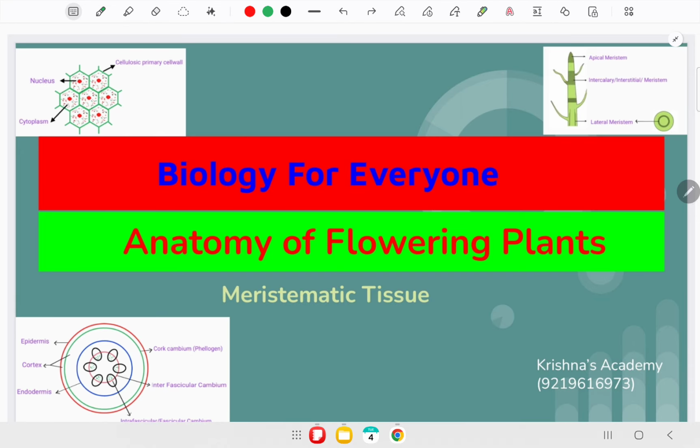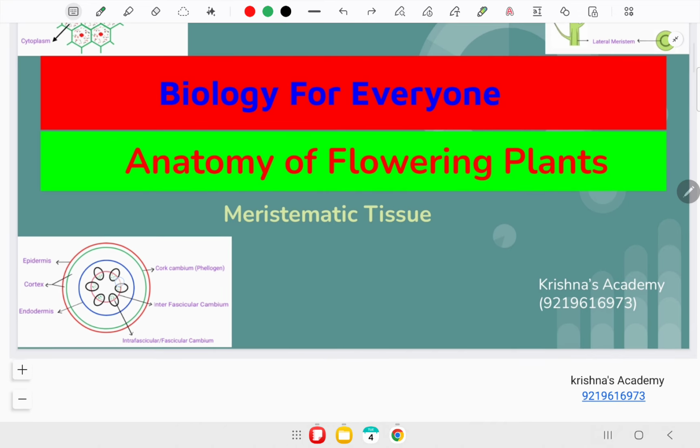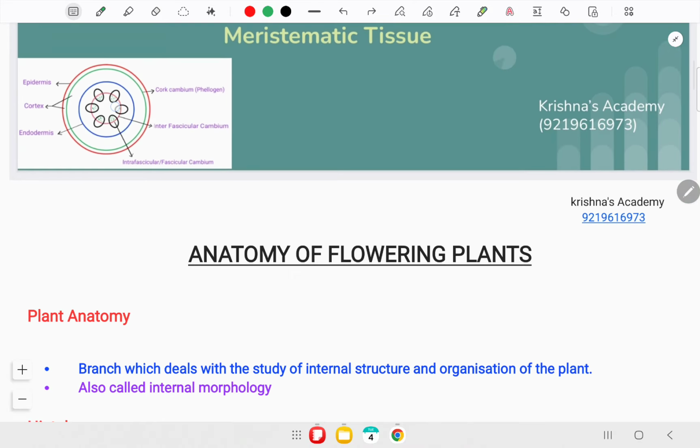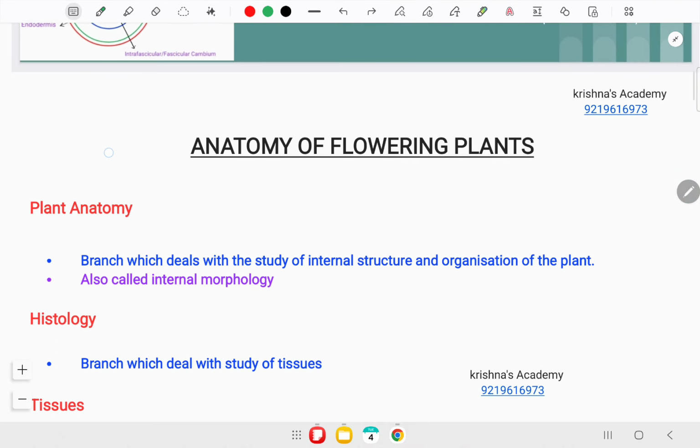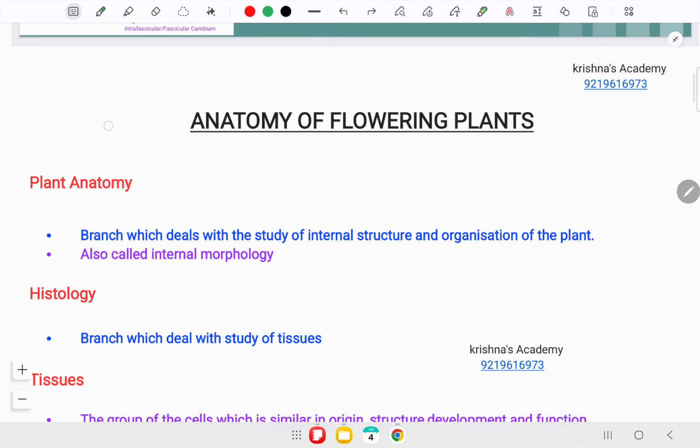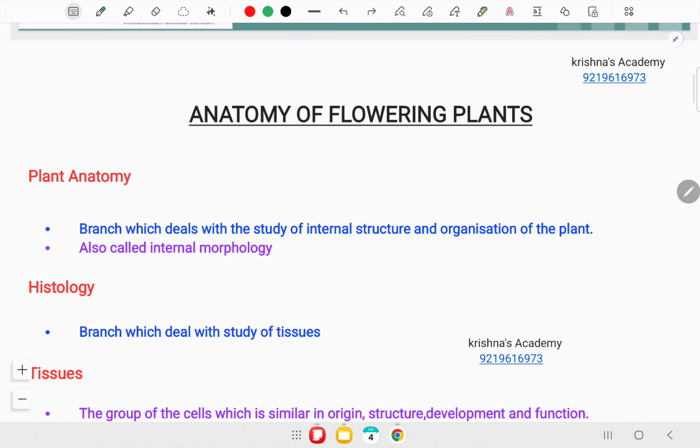Today we are going to start a new chapter, which is plant anatomy. We will divide this chapter into several lectures, and today the first lecture is meristematic tissue. But before starting meristematic tissue, we give a quick review of some general terms which are useful for plant anatomy. The first question or term is, what is plant anatomy?